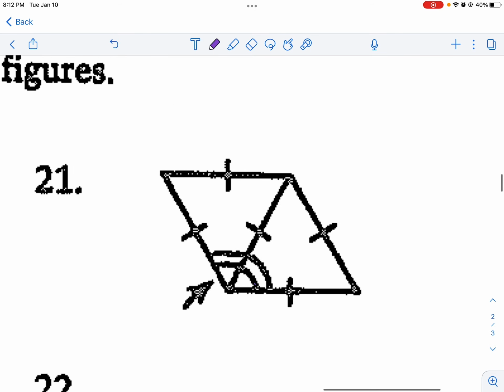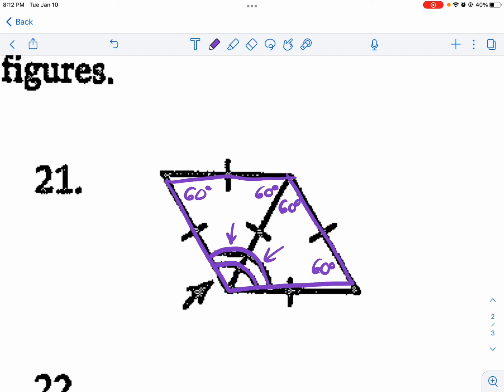21 asks us for this angle here. This is really talking about this large parallelogram, looks like a rhombus actually too, split into two equilateral triangles. So what do we know about equilateral triangles? That's something we learned from last semester and last year, I guess. Each of these is 60 degrees, right? That means this one is 60 and this one is 60. We're looking for both of those combined. That makes that total angle 120 degrees.